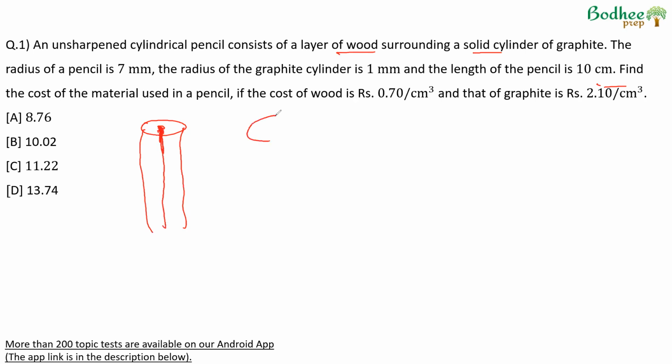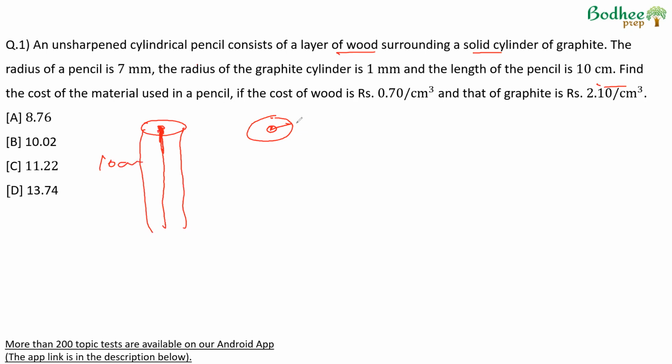So from the top, it looks something like this: two circles. This is the circle for graphite. The rest of it is wood. The radius of the pencil is 7 mm. The radius of graphite is 1 mm. The length of the pencil is 10 centimeters. Find the cost of material in the pencil.